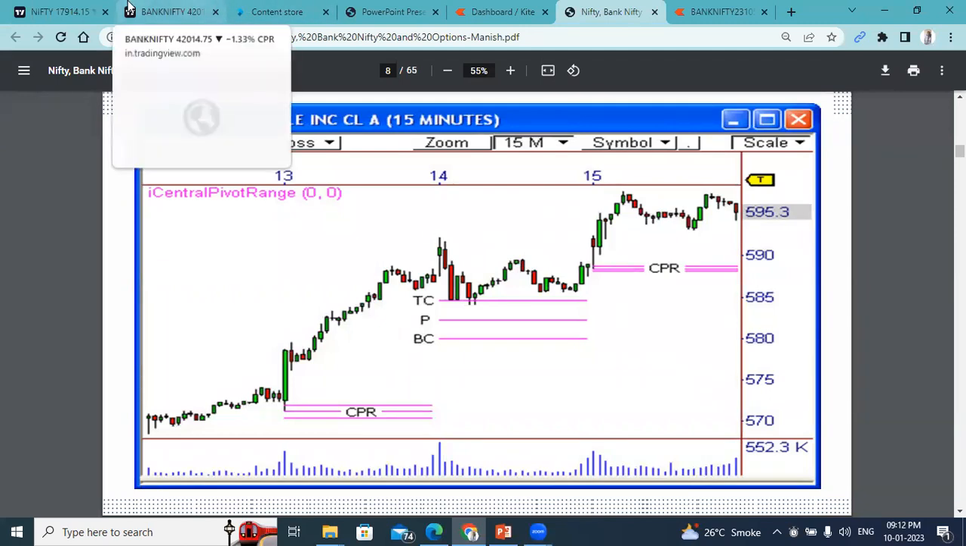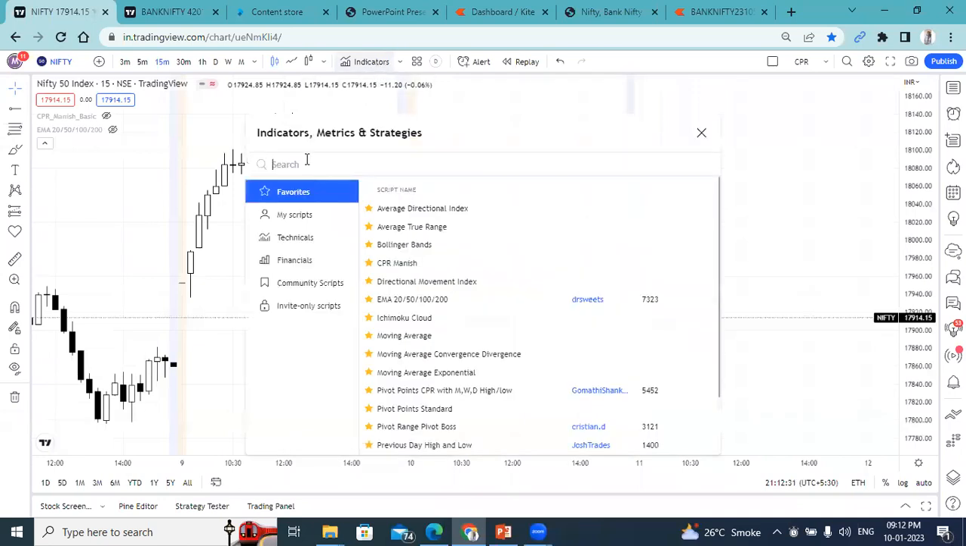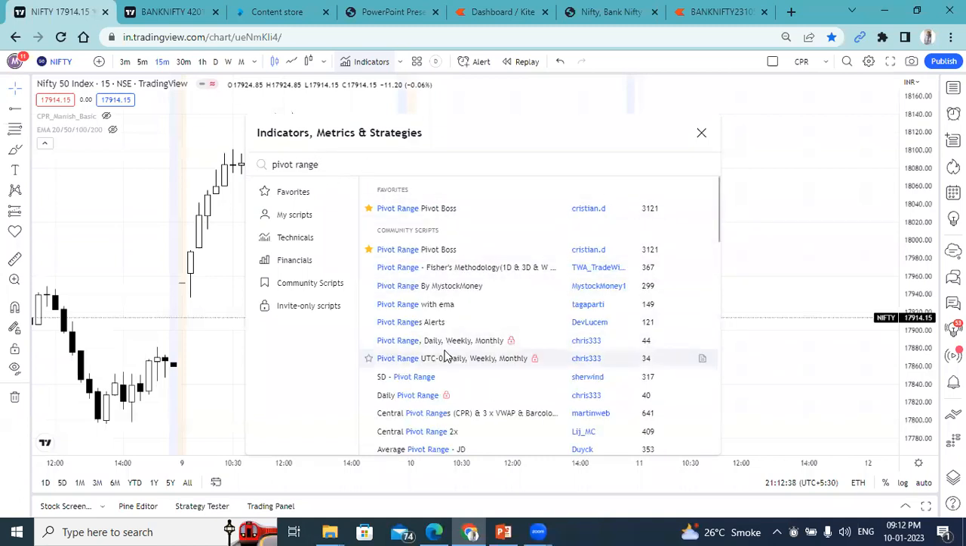Now let me show you how we add this on the graph. So this is the TradingView platform. You can go to indicators. Here you can see the indicators section. Click here, and in the search column, you can type pivot range. When you type pivot range, you will get a very big list. From this you have to find Pivot Range, Pivot Boss. This indicator we will use for CPR. You can take a screenshot of this as of now. So the name of the indicator on the TradingView platform is Pivot Range, Pivot Boss.